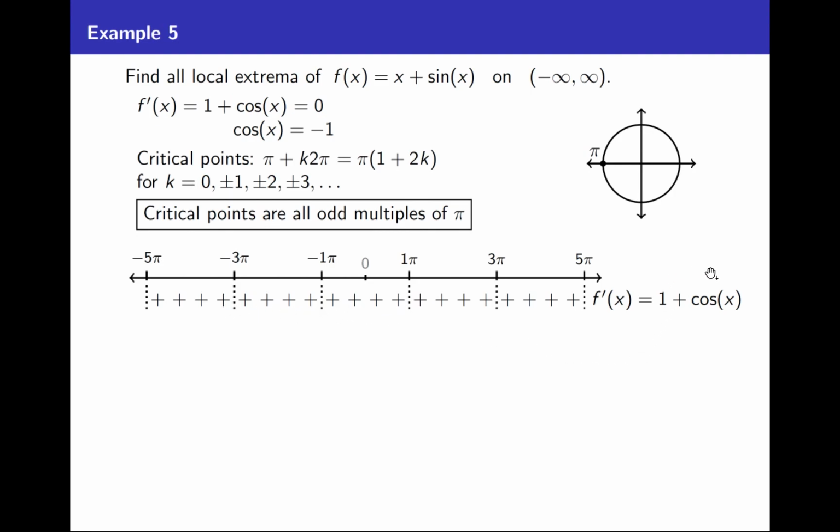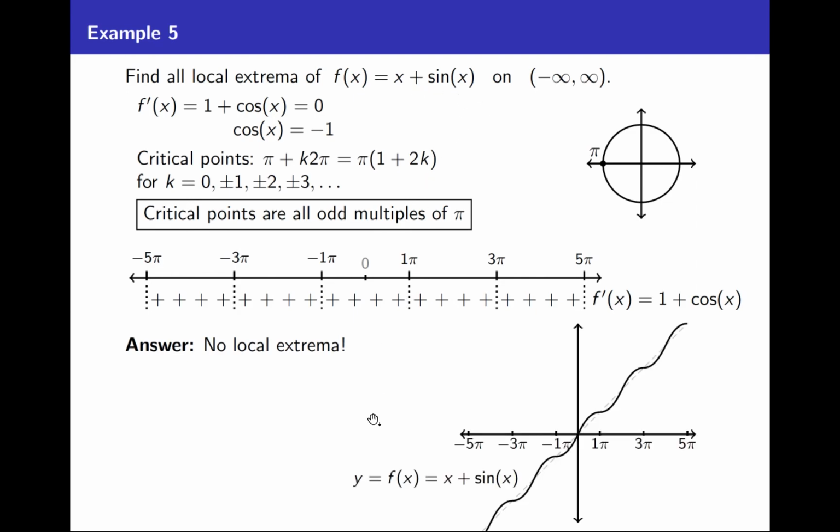So never do we have a change from positive to negative, or negative to positive. So the answer here is no local extrema at all for this function. And that happens sometimes. Before moving on, let me show you a graph of this function. Remember, the function is x plus sine of x. What does the graph look like in order that it has no extrema at all?